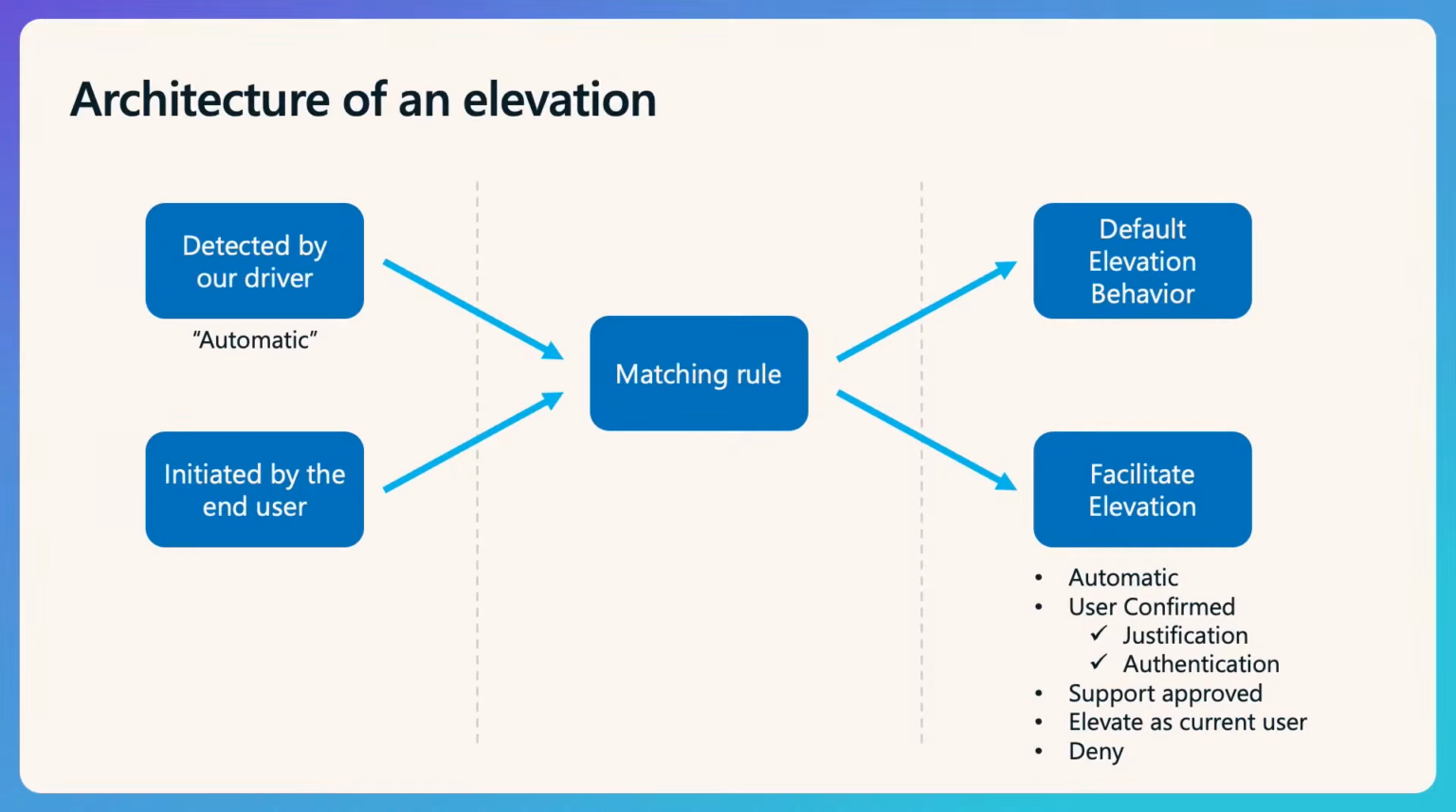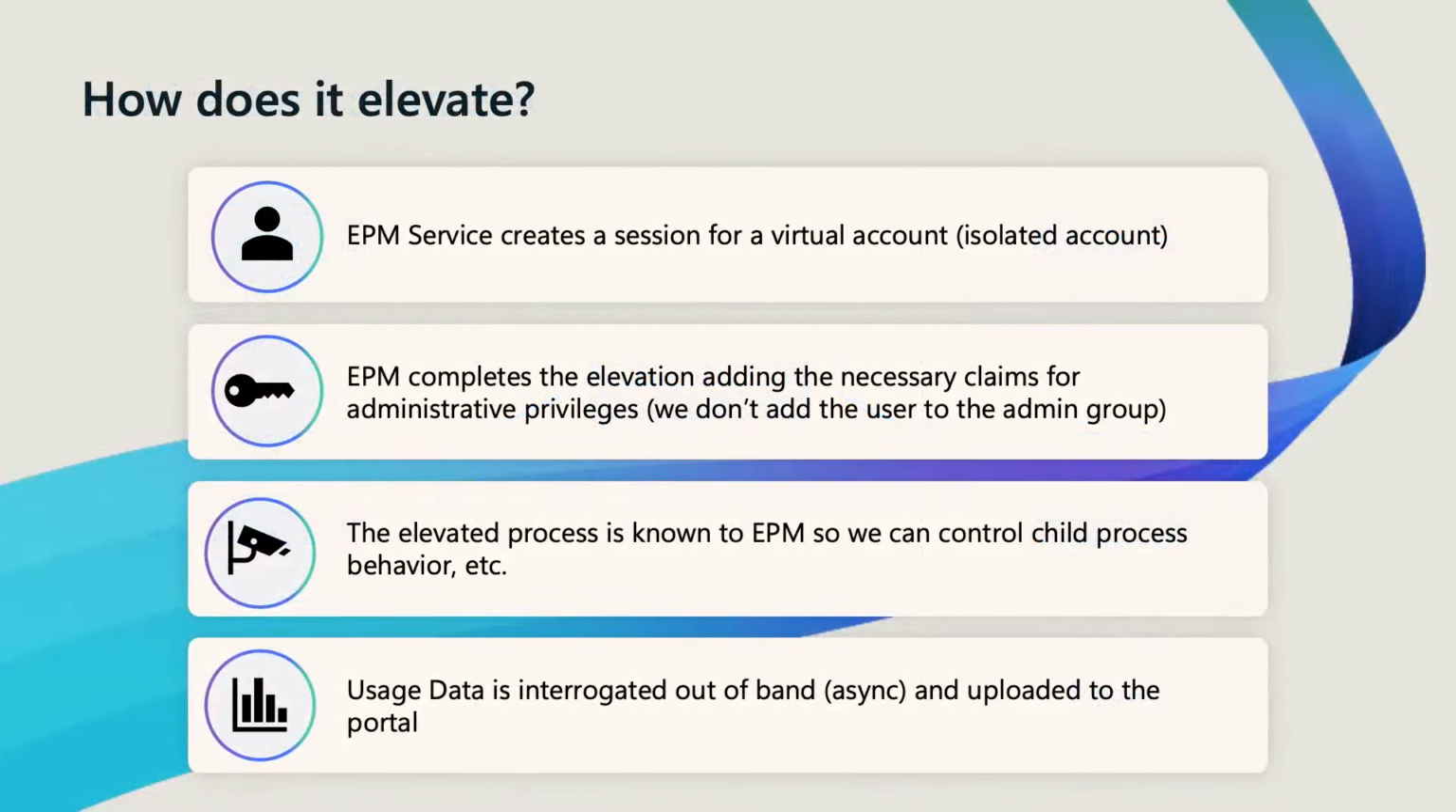If you want to handle deny, approve, block inside a runtime, you need to leverage our Application Control for Business solution. That is also built into Intune and managed inside Intune, but running natively on the Windows client side. So how do we actually elevate?